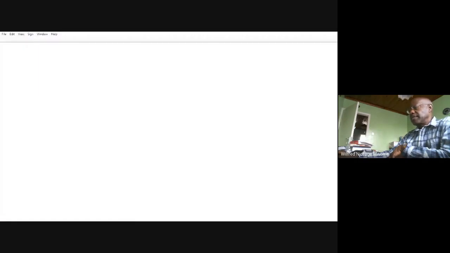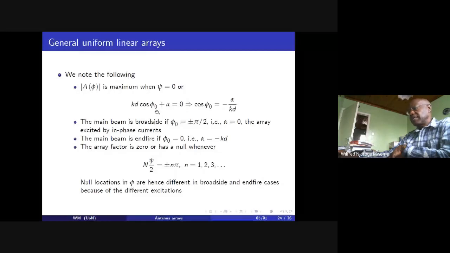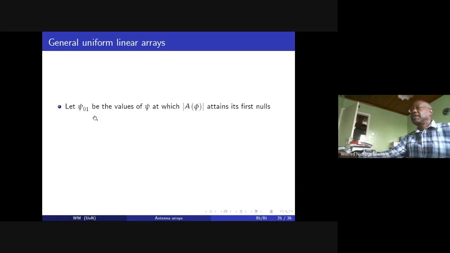We'll look at the nulls, since the locations of the nulls in phi are different in both the broadside and the end-fire cases because of the different excitation conditions. So if psi naught 1 is the value of psi at which the array factor attains its first nulls, then we can write that n multiplied by psi naught 1 by 2 will be equal to plus or minus pi, giving us a value of psi naught 1 of plus or minus twice pi by n.